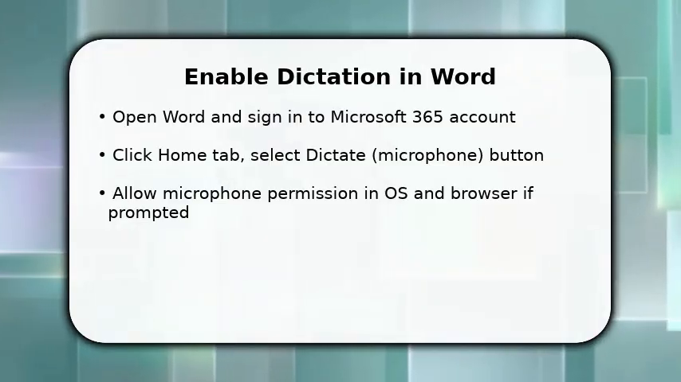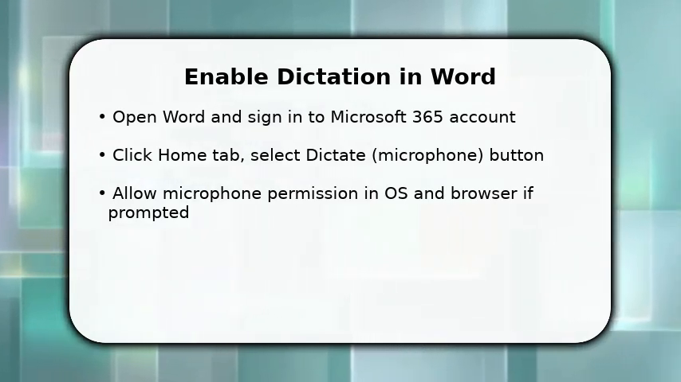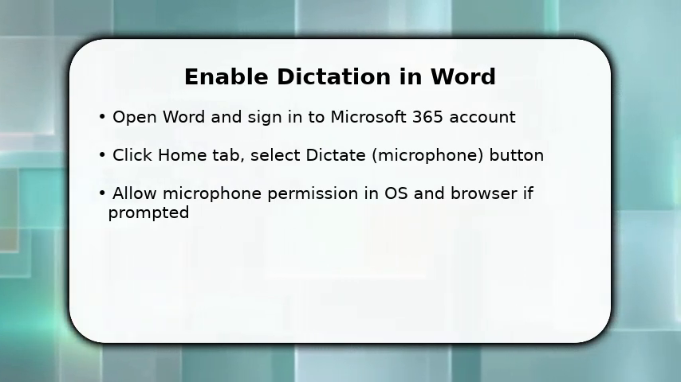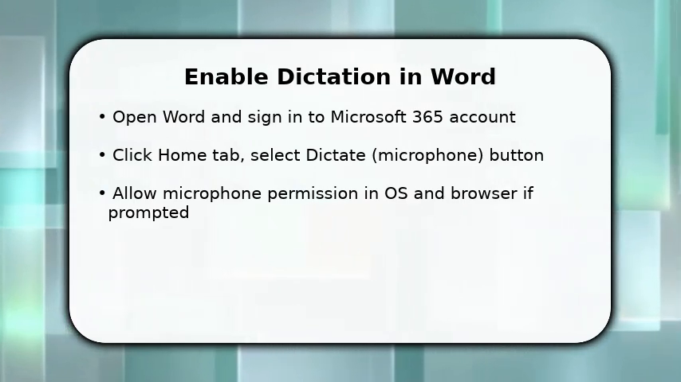You start by turning on Word's dictation so you can speak directly into the document. Open Word and sign into your Microsoft 365 account. Once done, go to the Home tab and click the Dictate microphone icon.